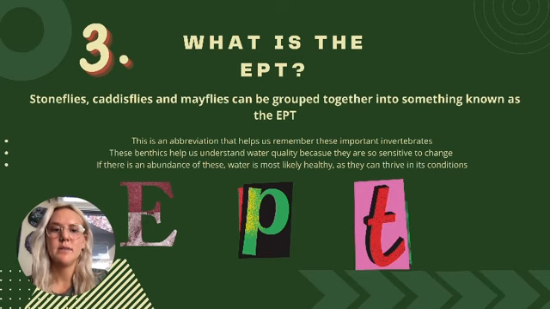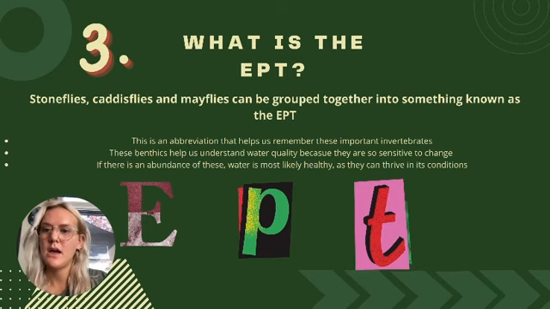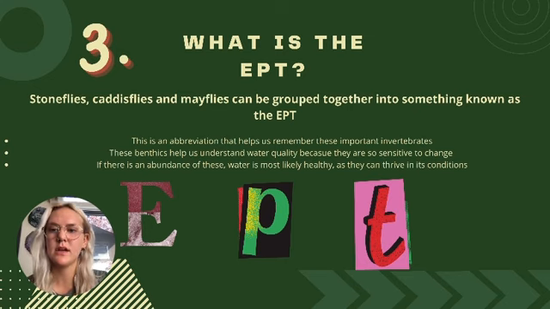Stoneflies, caddisflies, and mayflies can be grouped together into something known as the EPT. I brought up these types of flies a few times already because they are some of the most important benthic invertebrates that we can study. These benthics help us understand water quality because they're so sensitive to change. And so the EPT abbreviation just helps us remember these important ones.